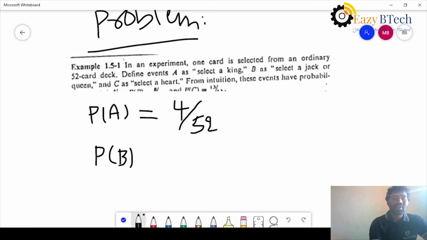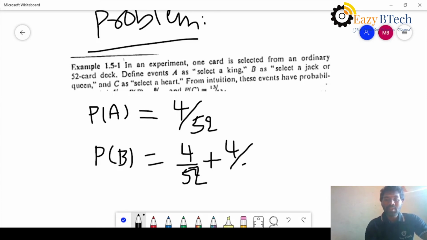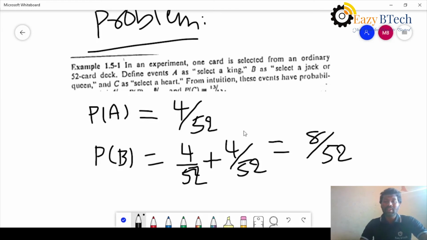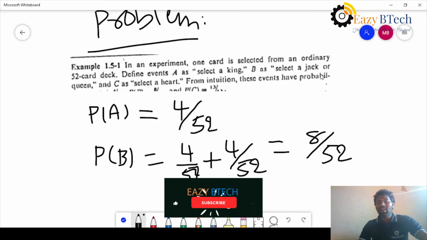Next is P of B, the probability of selecting a jack or a queen. There are four jacks and four queens. The probability of getting a jack is 4 by 52, and since 'or' means there may be a chance of getting a queen also, it is 4 by 52 plus 4 by 52, which is 8 by 52. Why? Because plus comes in when they say jack or queen.